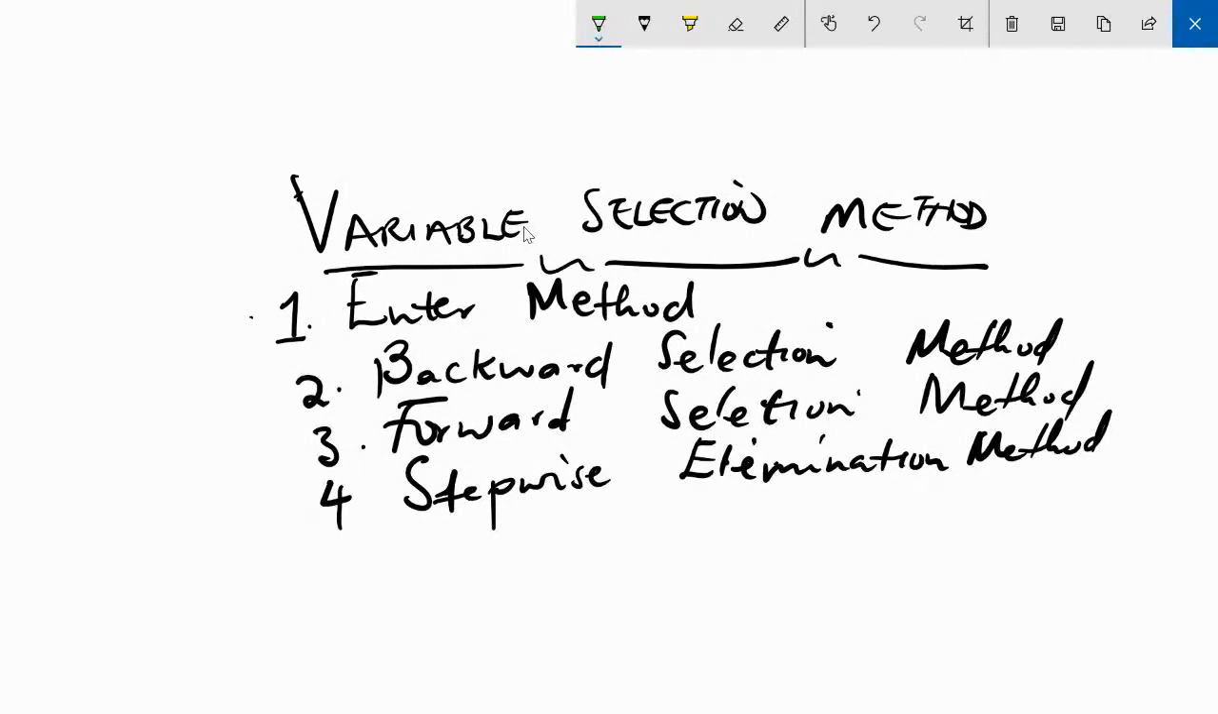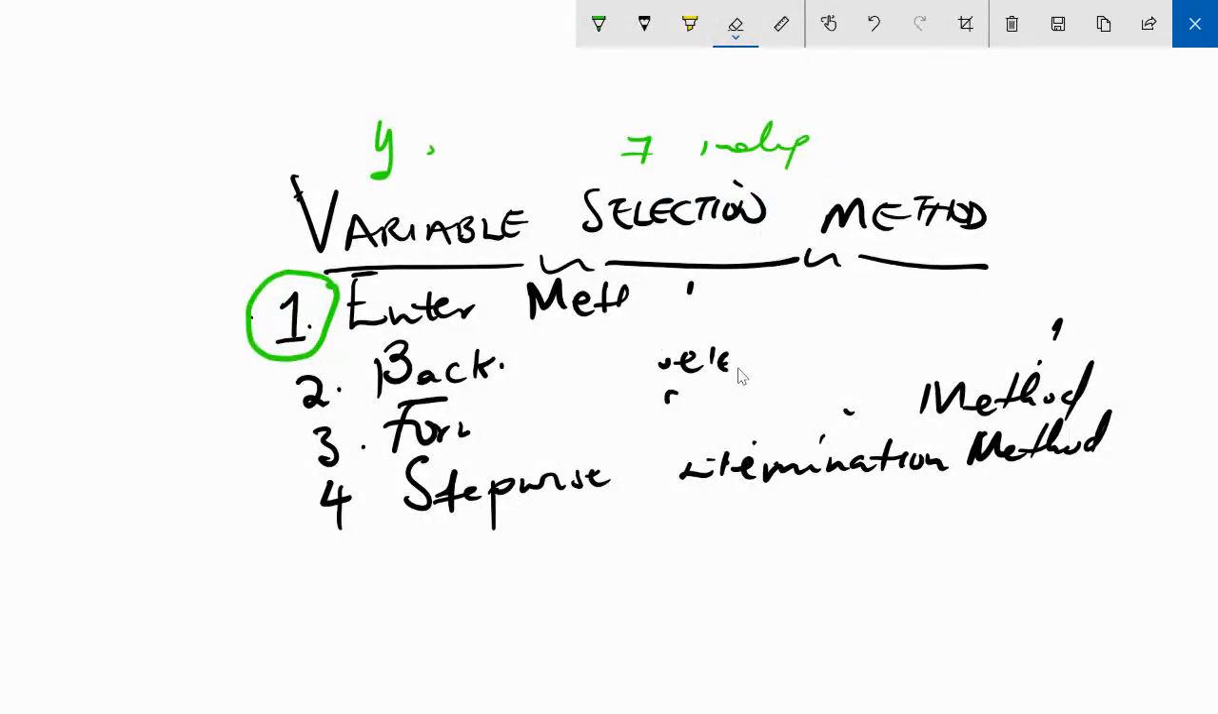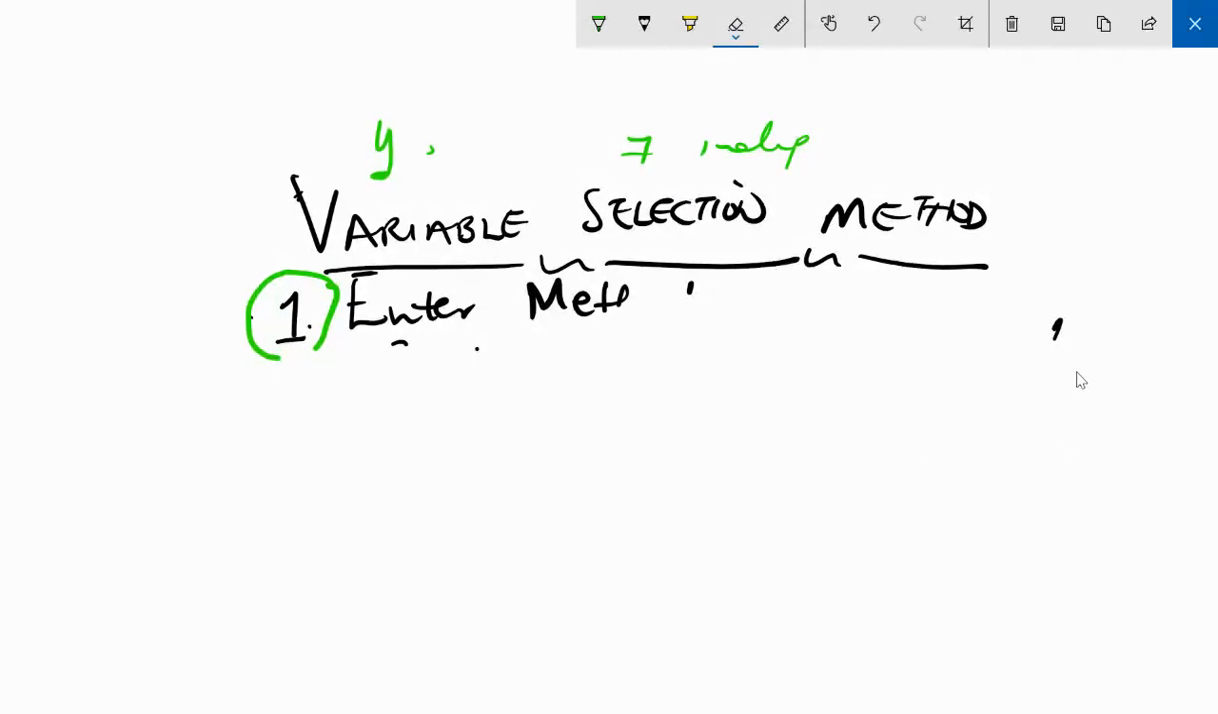The insignificant variables. If you are having y as the dependent variable and 7 independent variables, what this method is going to do, I'll write the other ones. Let me just remove this, the other method, so that I can remain with the one that I'm explaining. The backward elimination method, enter method. If you are having 7 independent variables, what this method is going to do, it will give you the BIs.